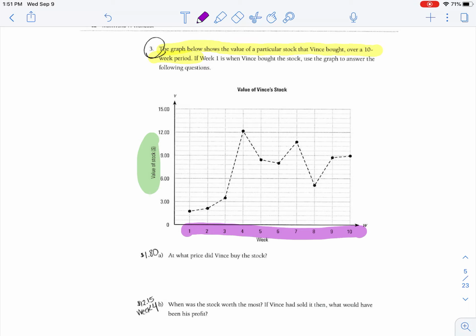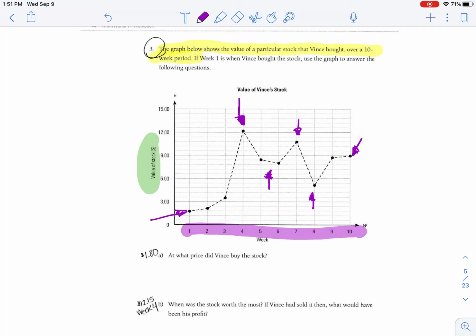He obviously started off week 1 at the lowest amount. That's what you hope when you buy a stock, okay? And then he had a really good few weeks. The price increased to $12. And then there was a dip, okay? There were a few dips, a rise, another dip, and then it kind of gradually stayed the same.